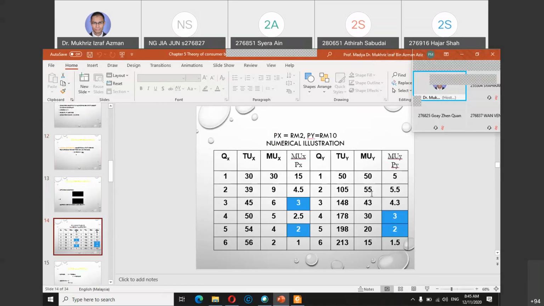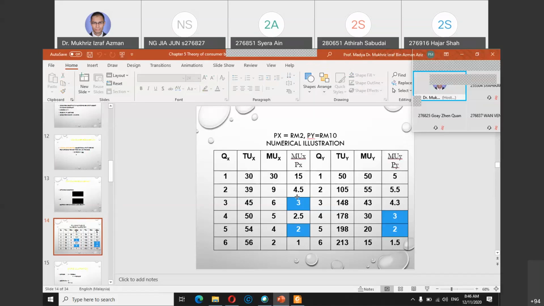Then we also looked at this table here, which looks at the equilibrium or the optimum combination between X and Y. How many X and Y the consumer should consume is, as we discussed before, when the ratio of MUX over PX is equal to the ratio of MUY over PY. Once these two values are equal, we can say that the consumer is at equilibrium, maximizing his or her utility.